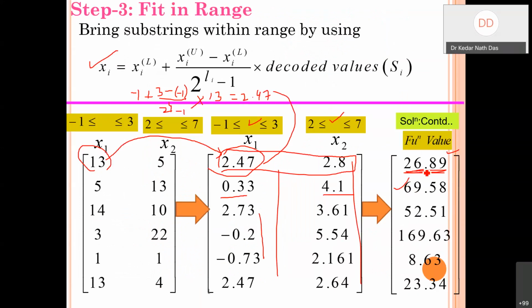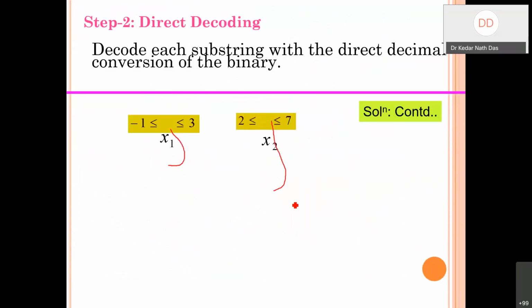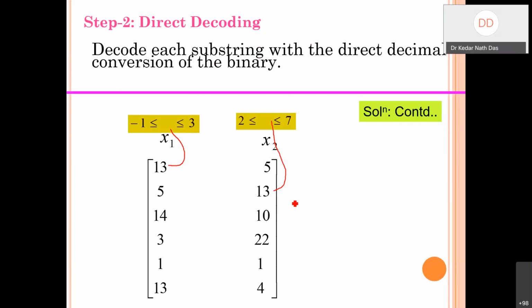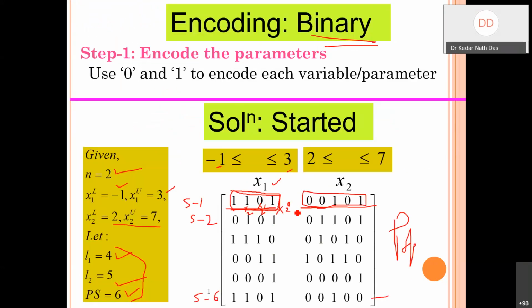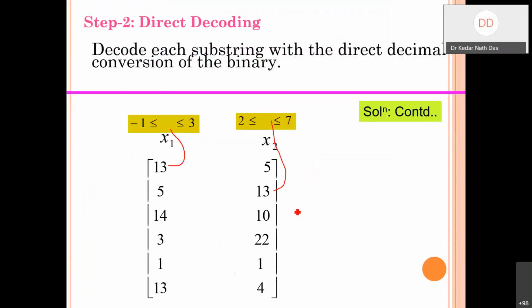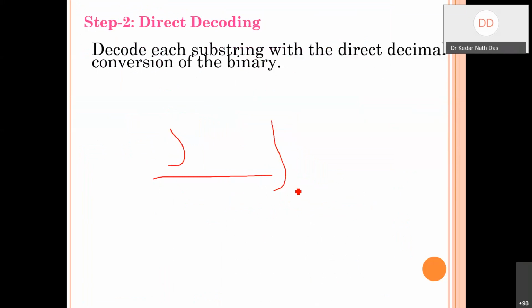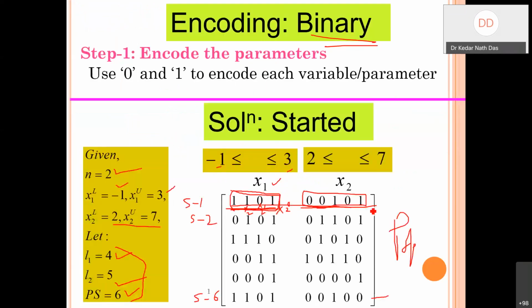26.89 is the function value of this pair, and this pair is coming from this pair, and for this pair we are already having one particular string. You can go back. Yeah, this one. This 13 and 5, you can catch hold of these two values. 13 and 5 is coming from these two. So this is the basic string we have taken.